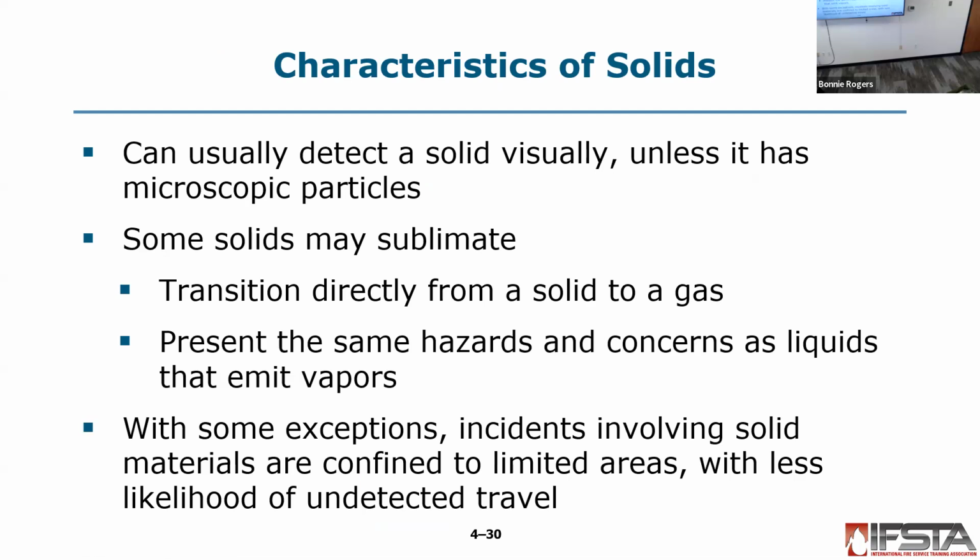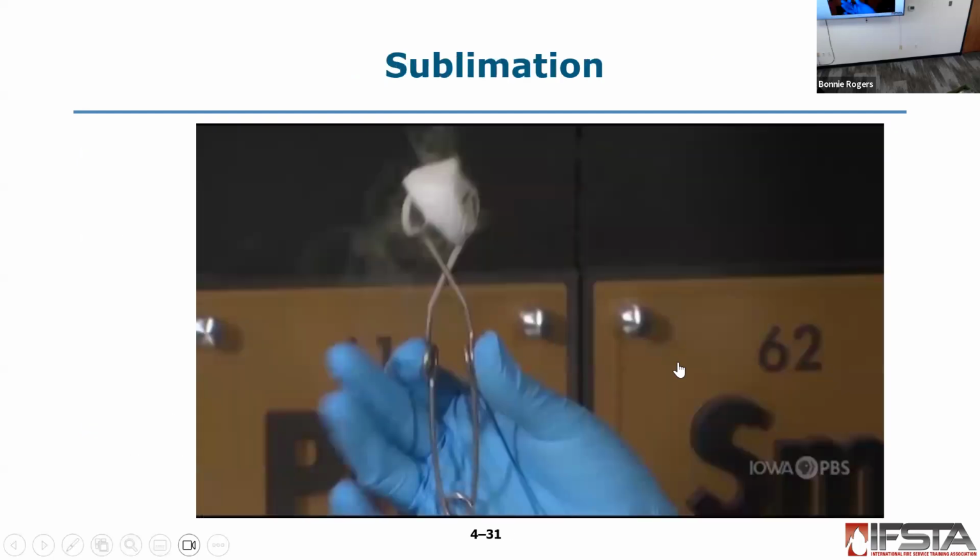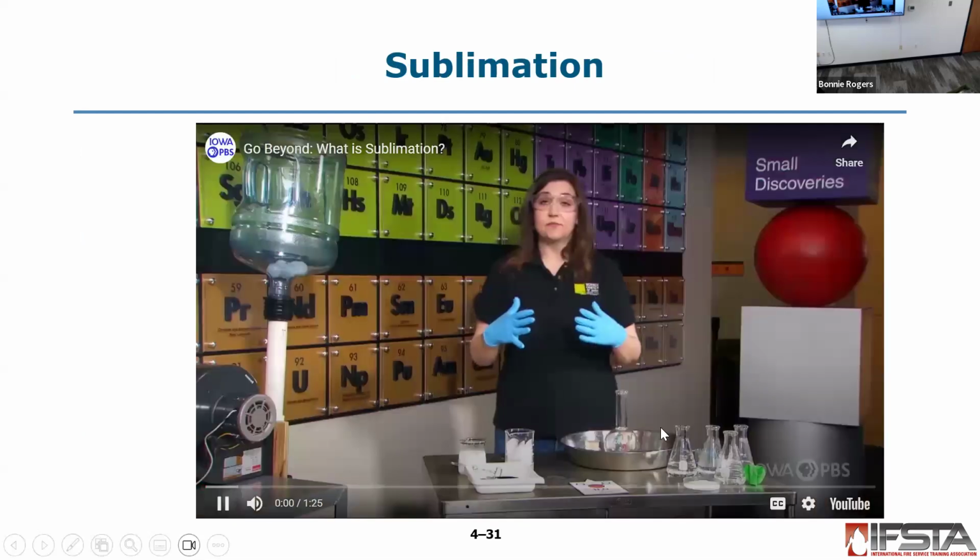It's when it bypasses the liquid state, it goes from a solid right into a gas. So like dry ice, that doesn't turn into liquid. It just goes right from that chunk of the dry ice into the gas. The solids are going to be easier to contain and confine. Really, for the most part, with some exceptions, they're going to stay put. Here's this video on sublimation.